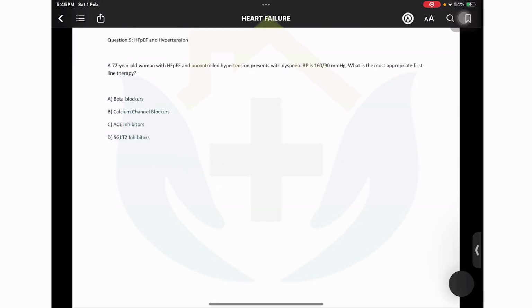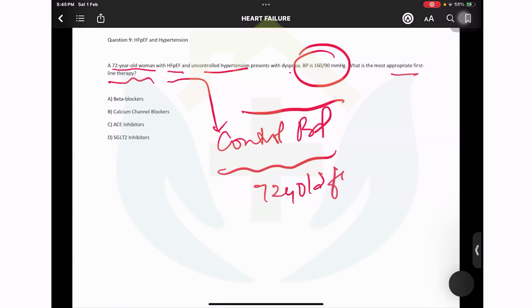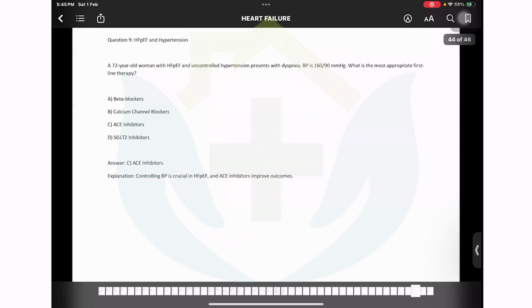A 72-year-old woman with HFpEF, uncontrolled BP, dyspnea, BP is 160 by 90. What is the most appropriate first-line therapy here? Control the BP. Which is the best drug to control the BP in a 72-year-old female? ACE inhibitors. So the answer will be ACE inhibitors.